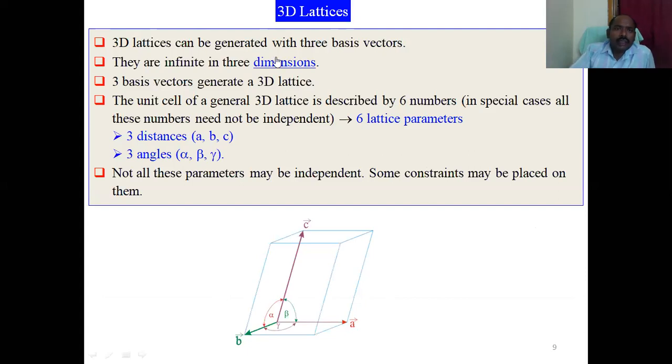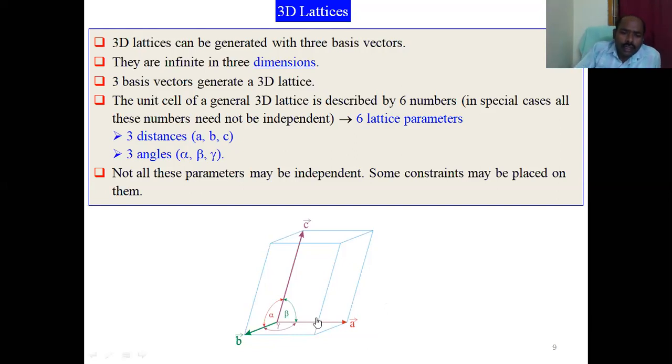A 3D lattice, a three-dimensional lattice, can be generated with 3 basis vectors. We know this. There are infinite lattices in 3 dimensions also if we do not impose any conditions on lattice parameters. The 3 basis vectors are A bar, B bar, and C bar, and the angles among them are alpha, beta, gamma, as shown here. So now we have 6 lattice parameters: A, B, C, and alpha, beta, gamma. All these parameters may not be independent, so we can impose some conditions on them. We see the different lattices in 3D.